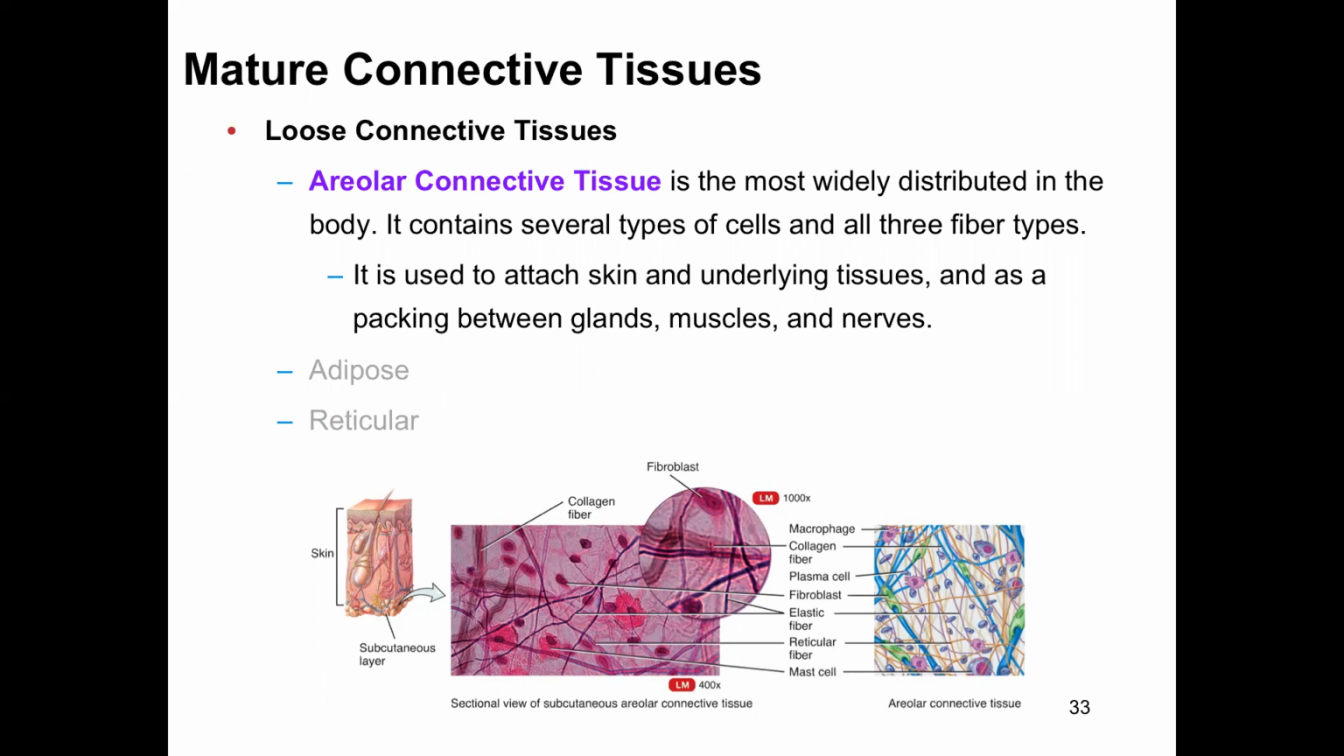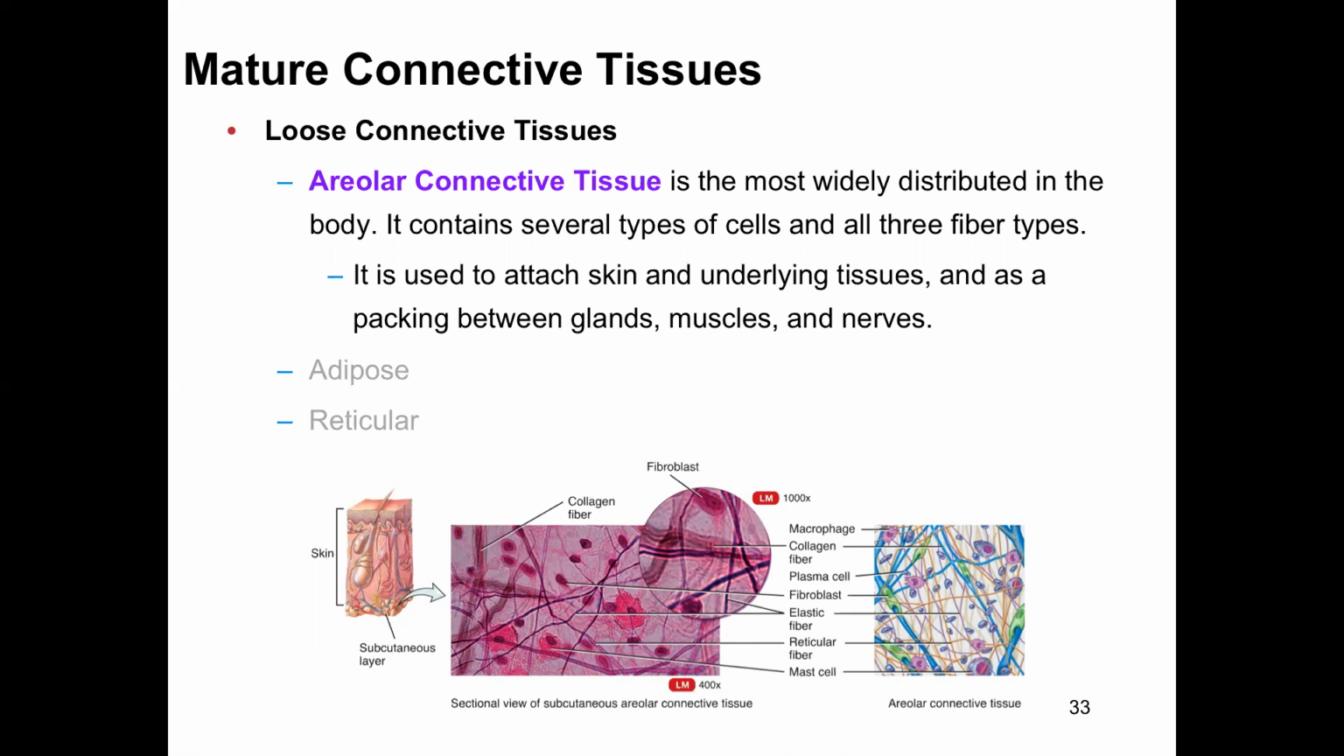It's widely distributed, has several different types of cells and fibers, and it's used to attach things to other things, so skin to the underlying tissues, and it's also used to pack. That's just going to be between glands, muscles, and nerves. So if you see muscle cells, and it asks what kind of connective tissue, you're going to say areolar. If you see nervous tissue, and it asks what kind of connective tissue is here, you'll say areolar. So most of the loose connective tissues are areolar.